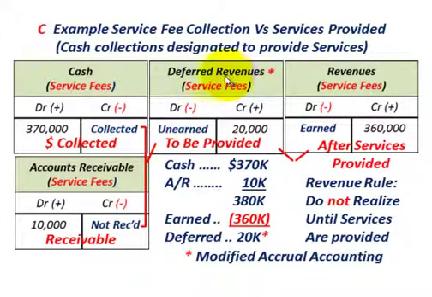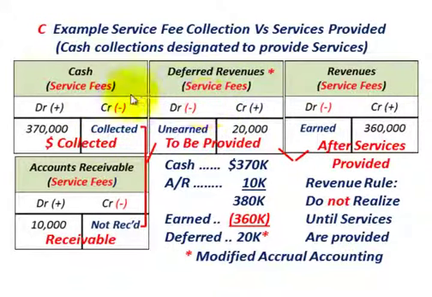Again, we're going to be dealing with deferred revenues versus revenues that we're going to recognize here. So in this case, you would have everything in these accounts set up as service fees here. We're going to have some deferred revenues here for service fees, and then we're going to be looking at the revenues that we recognize here. So this is the case, let's just go through our example here.